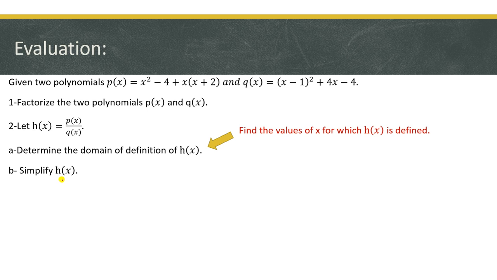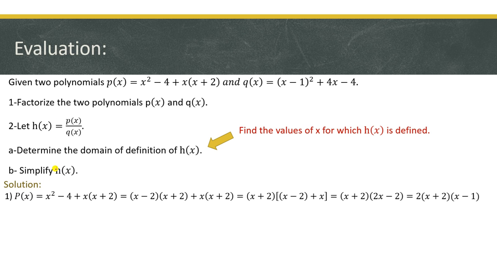Now I will complete the solution. First one, we have p of x. By factorizing p of x, we have x squared minus 4 plus x into x plus 2. We don't have any common factor yet, but we have x squared minus 4, which is a difference between two squares. So it's equal to x minus 2 into x plus 2.